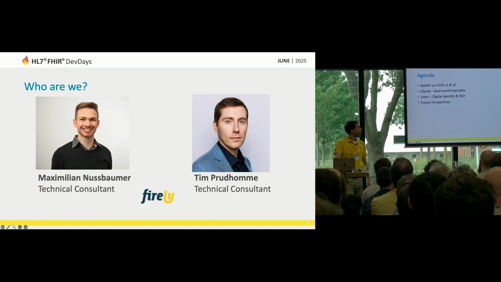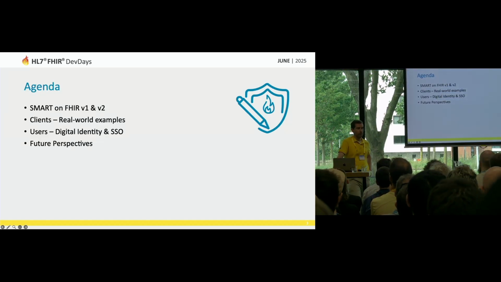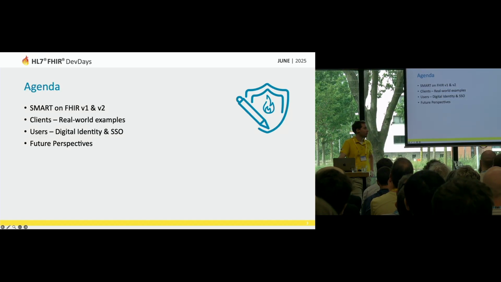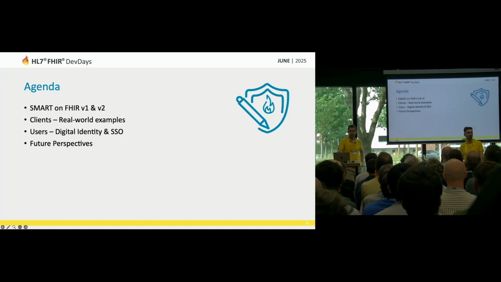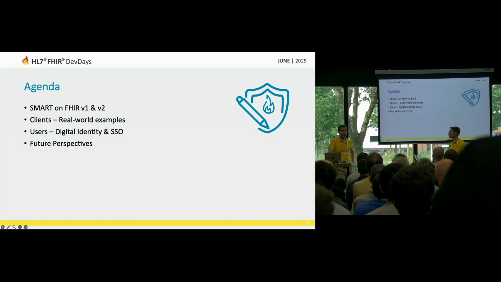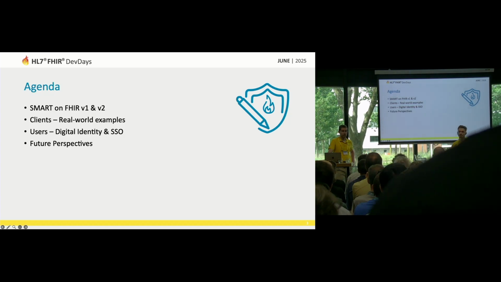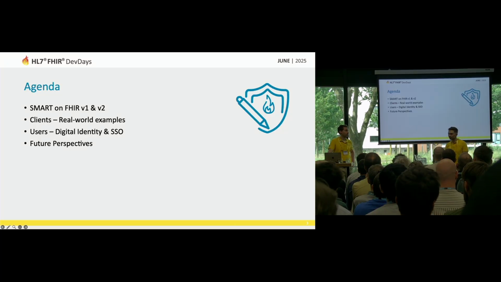So let's start with the agenda. Today we are looking at what Smart on FHIR is, in case you haven't heard of it before. We will look at what it's like to set up a client for Smart on FHIR app flows, and we will also look into digital identity and SSO. But not only the client side is interesting for us at FHIR, we also look into the server side and what it means to provide our customers, companies and organizations with infrastructure supporting Smart on FHIR. Last but not least, we will look into the future perspectives.